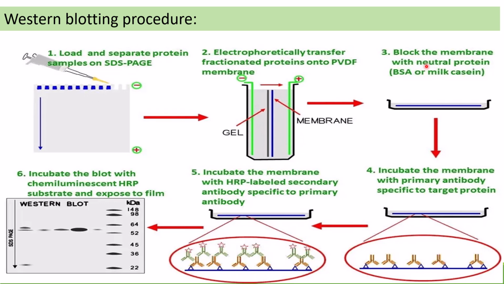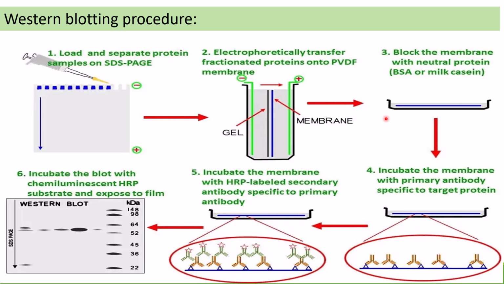Another step is blocking of the membrane with a neutral protein. It can be BSA, bovine serum albumin, or it can be skimmed milk. Blocking is done. Why blocking is necessary, we'll discuss in the upcoming portion. So why do we need blocking? We will block the entire surface.